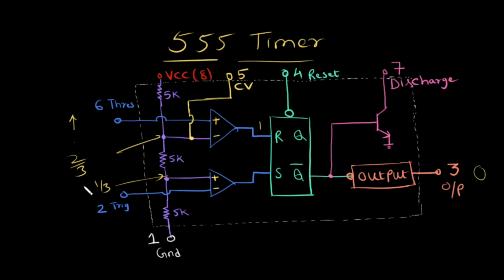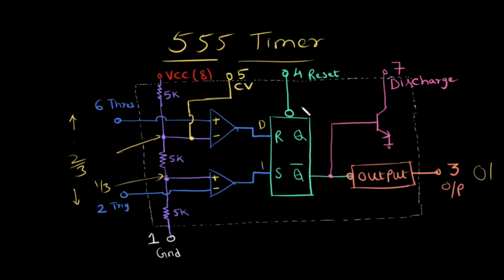And now consider the other comparator: the negative terminal of the comparator is connected to pin number 2. As soon as the voltage at pin number 2 goes below 1/3 of VCC, this particular comparator will kick in, and its output will be 0. So the input for the flip-flop will be set, and the output will be set now. This way, by controlling the voltage at pin number 6 and pin number 2, we can actually toggle the output pin.